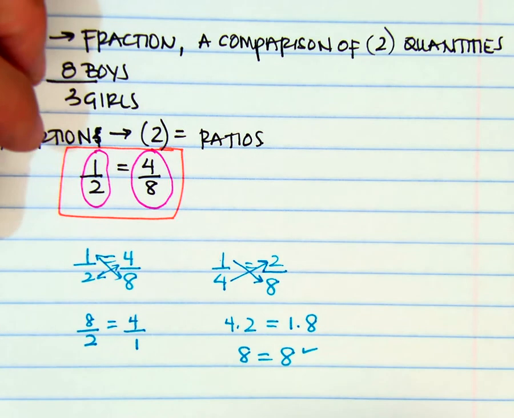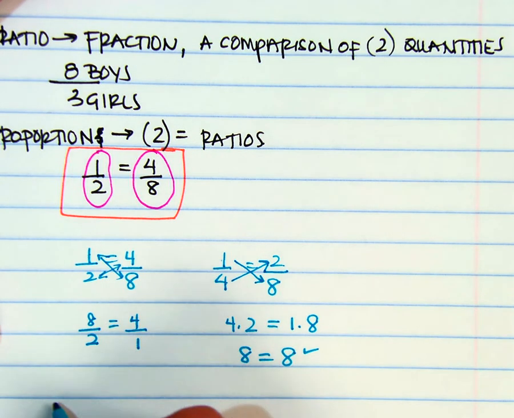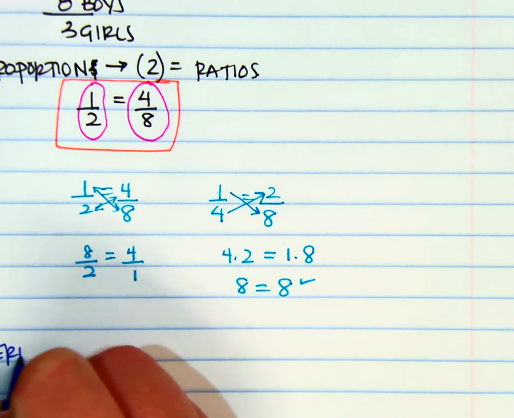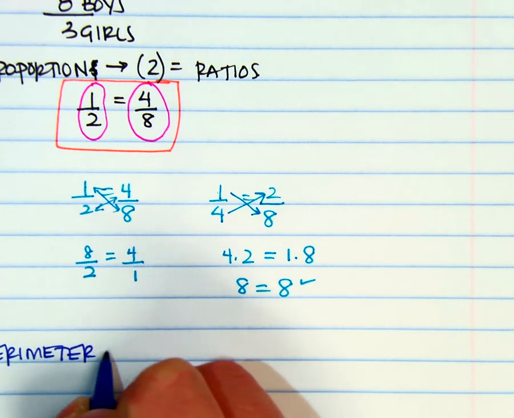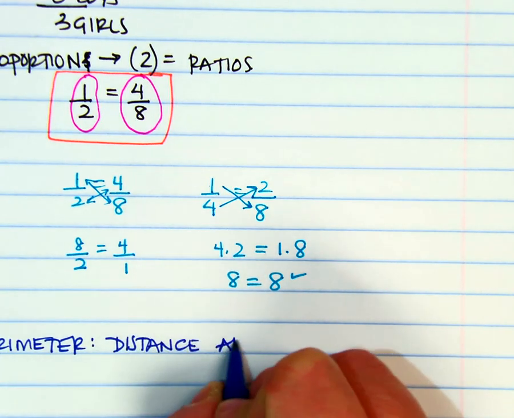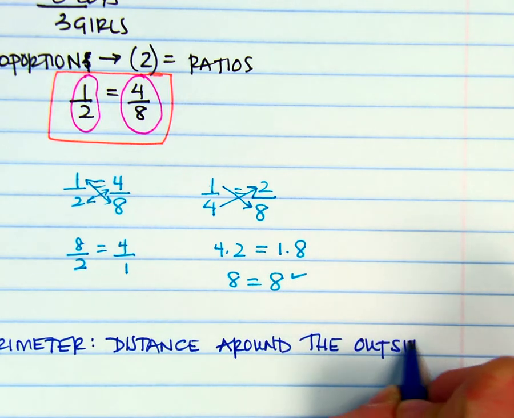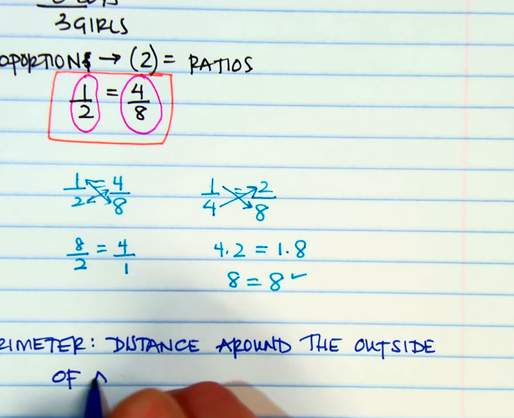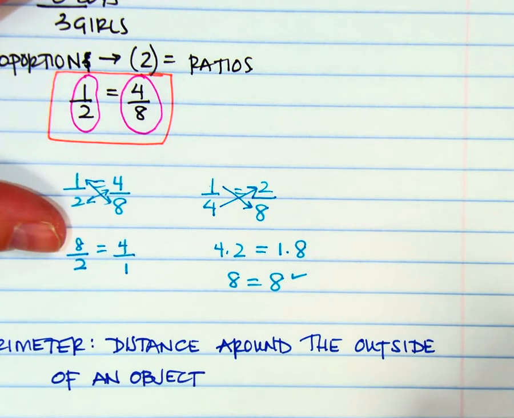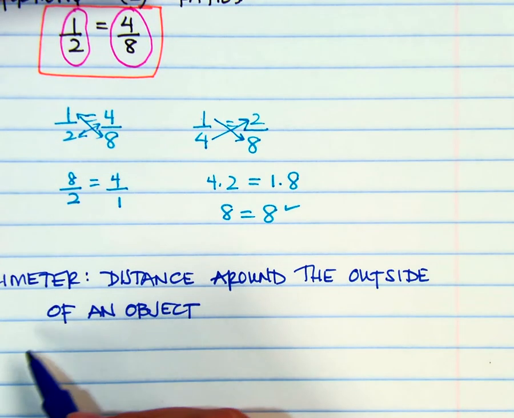We can also use ratios when we are talking about missing side lengths. For example, with perimeter. You should know that the definition of perimeter is the distance around the outside of an object, and with that would be the fence in a yard, for example. If you have a house and you are walking around the house, you would be going around the perimeter of it.